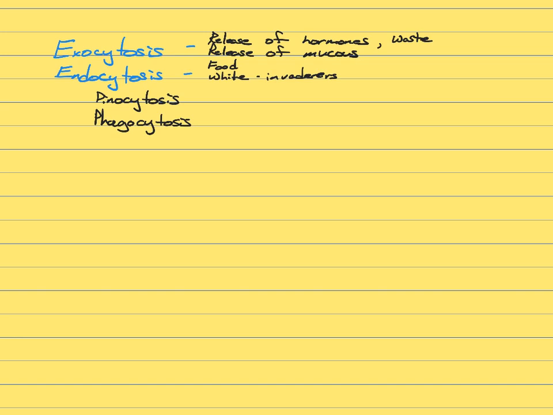So at this point, we should know what exocytosis and endocytosis is. Remember, as you saw with white blood cells, when you're talking about phagocytosis, you're talking about major changes in structure, in cellular structure.